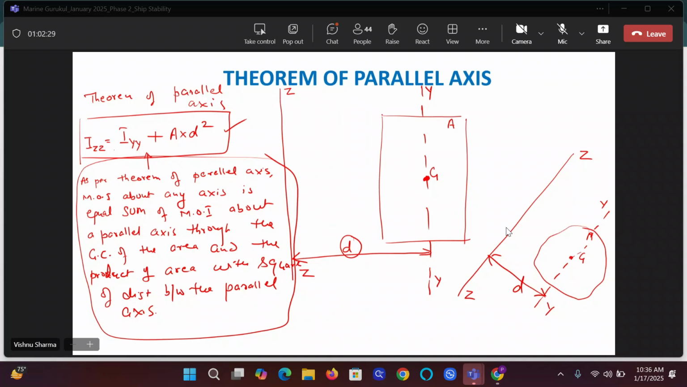What is Y? Describe axis Y. It is the axis passing through the geometric center and parallel to the given axis. Correct?